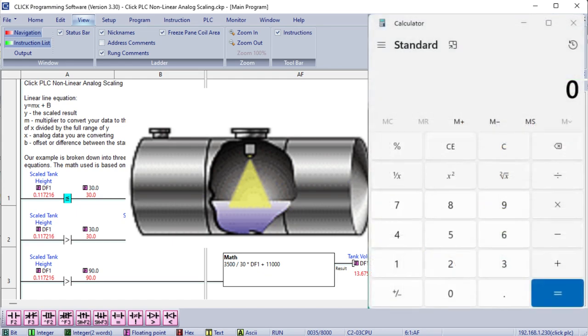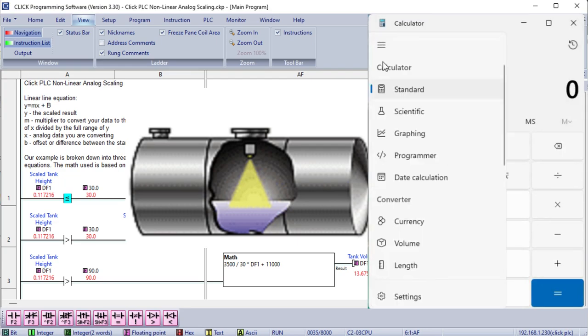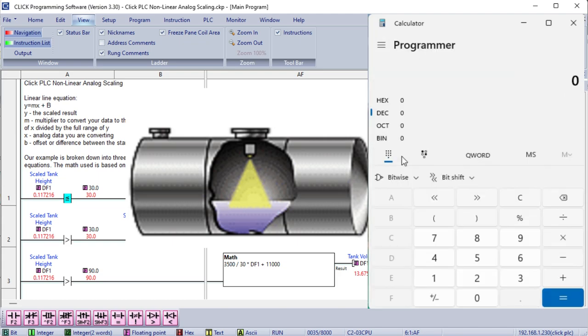Now to help you convert from binary to decimal, we can use the Windows calculator. When you call up the Windows calculator, select programmer mode from the menu, and then select binary, BIN, for the numbering system. We can enter the 12 ones on the keyboard. The results will be shown in hexadecimal, decimal, and octal.